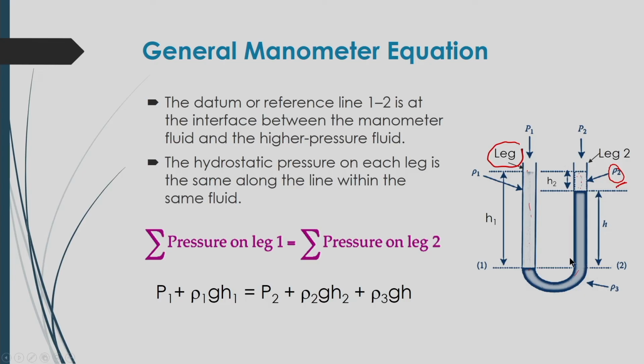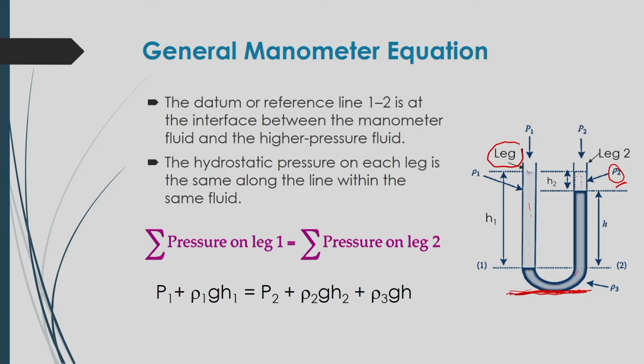Now, a very interesting point here is that you have to consider some datum line, from which you have to calculate the summation of the pressure on the left leg and the summation of the pressure on the right leg of this manometer. That datum line or reference line is to be considered, otherwise it will be very difficult to calculate. You can decide the datum line anywhere in this manometer leg. Maybe you can consider it at the bottom of this manometer leg here itself.